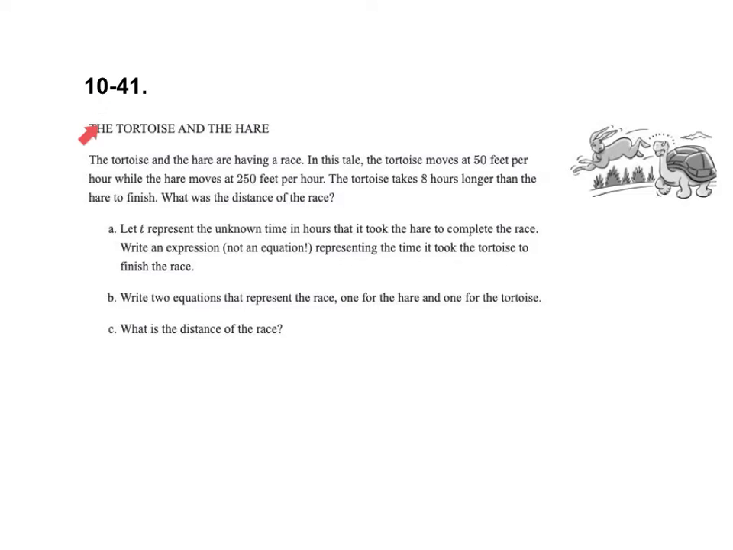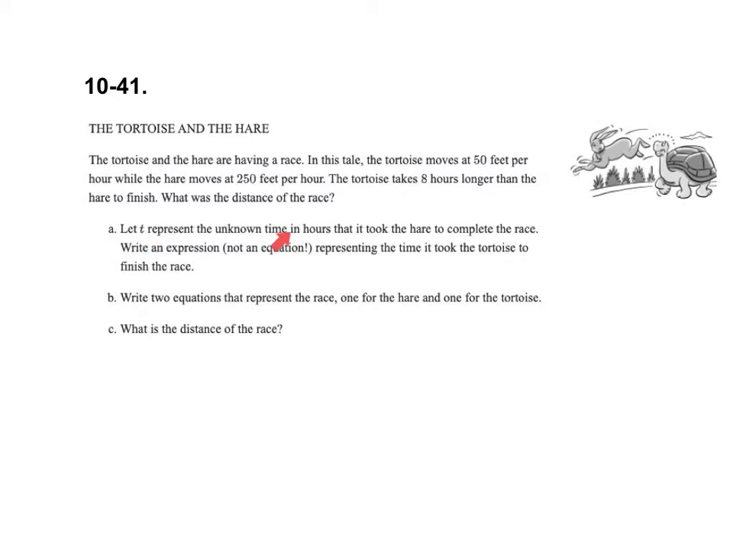So on 10-41, the tortoise and the hare. The tortoise and the hare are having a race. In this tale, the tortoise moves at 50 feet per hour, while the hare moves at 250 feet per hour. The tortoise takes 8 hours longer than the hare to finish. What is the distance of the race? This is so little information, it seems kind of crazy. So let's see what we can do with it.